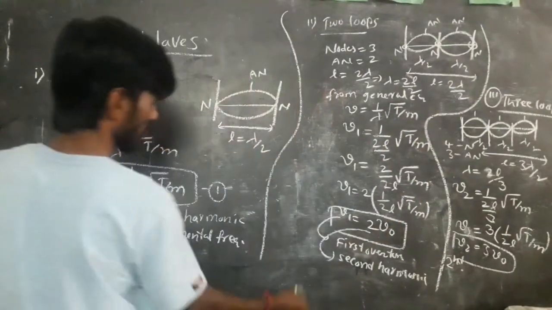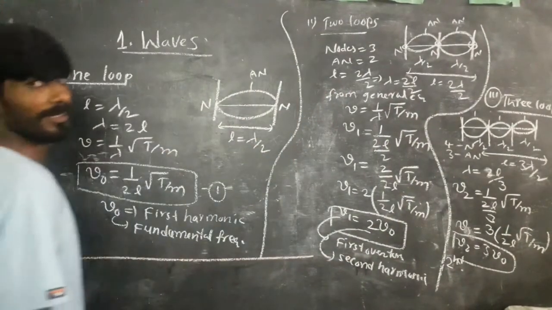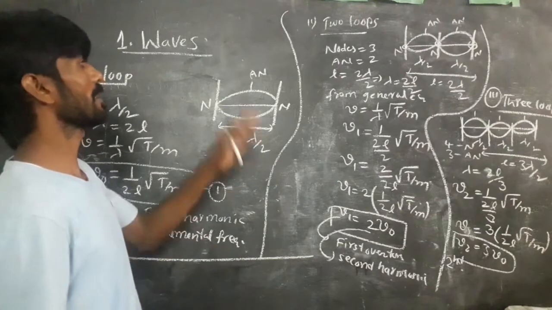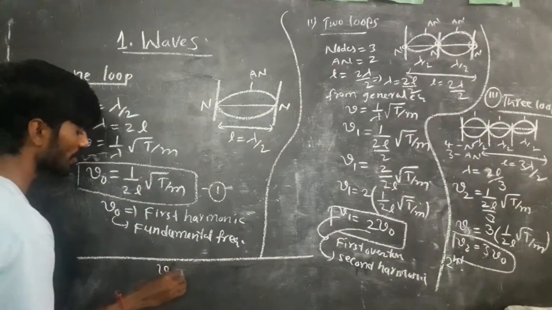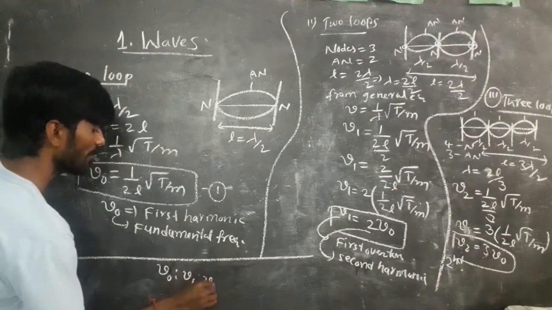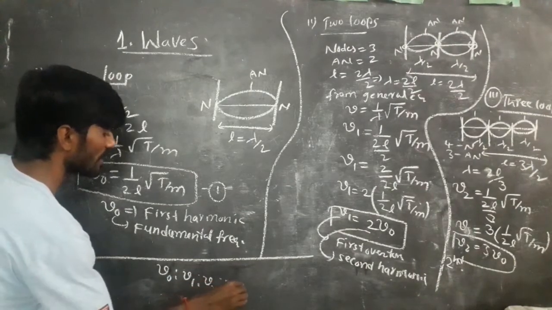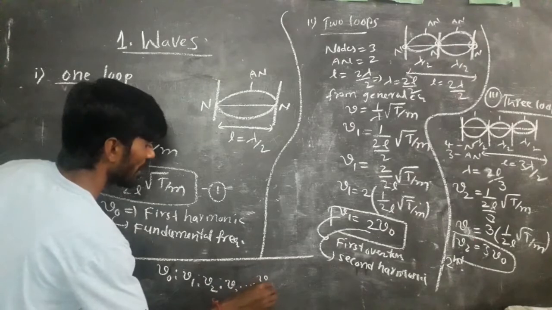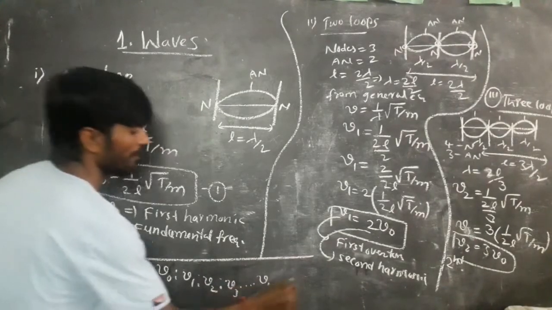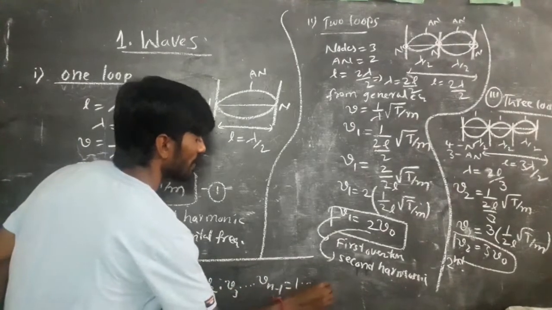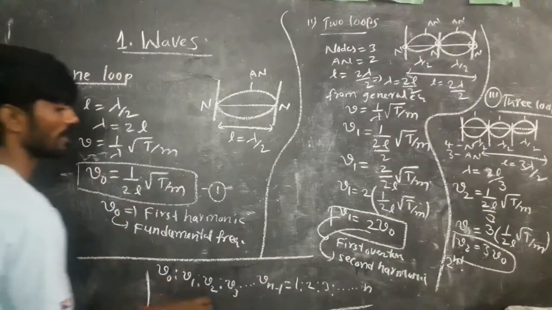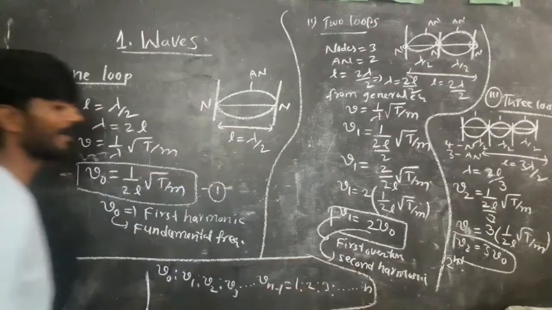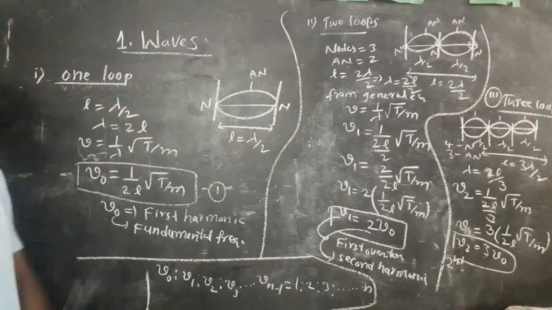Now finally, the ratio of the frequencies in a stretched string in order: mu naught is to mu 1 is to mu 2 is to mu 3 is to dash dash mu n minus 1 is equal to 1 is to 2 is to 3 is to dash dash up to n. So these are the vibration modes in a stretched string.